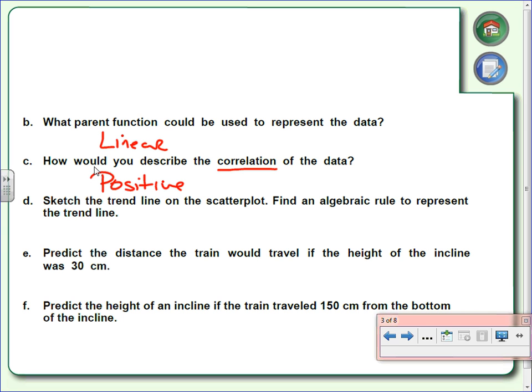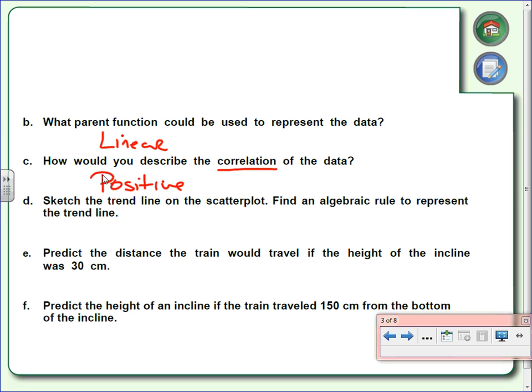Now on the test tomorrow, you could find that the dots are going down. And if the dots are going down, then you would say it's a negative correlation. What if the dots are all scattered all over the place? No correlation. And it's a no correlation. So make sure you're paying attention to the pattern of your dots there.